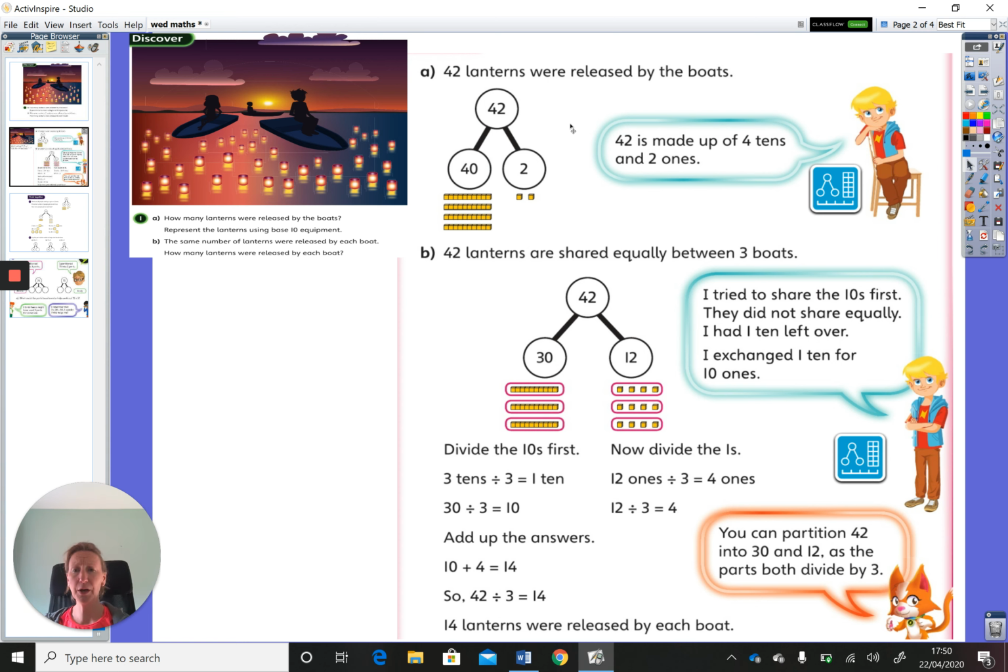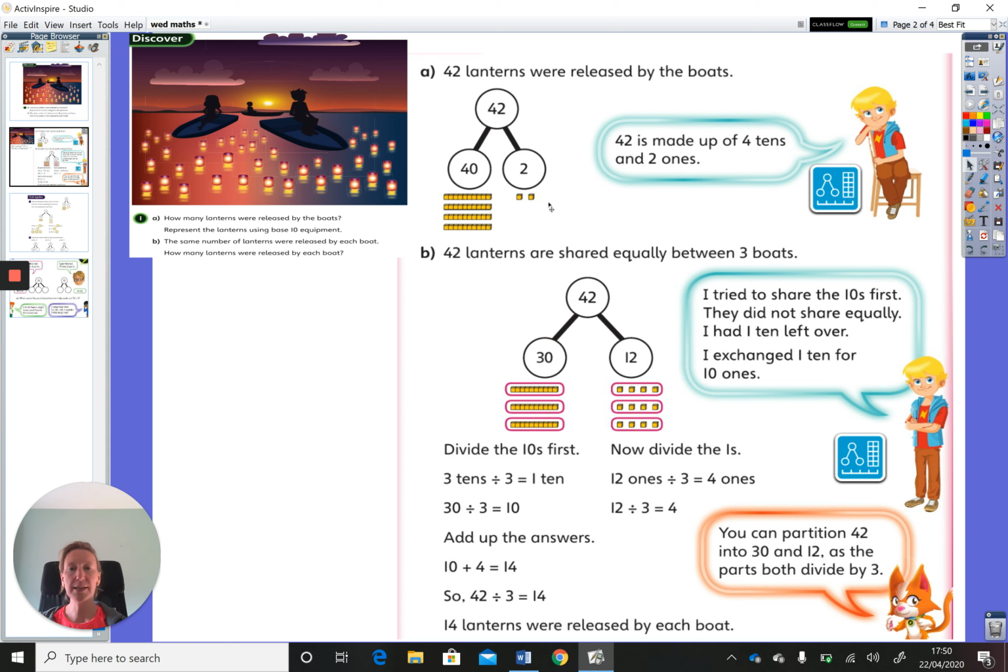Now, the second part of that question said the same number of lanterns were released by each boat. How many lanterns were released by each boat? And remember, there were 3 boats. So now we're asking ourselves, what is 42 divided by 3? If we stick with that same part whole method where we split it up into 4 10s and 2 1s, that's quite tricky to do because you'd then be saying to yourself, what is 40 divided by 3? And then what is 2 divided by 3?